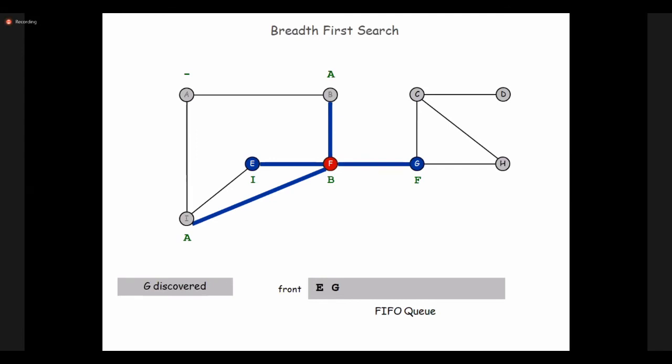I am placing G on the queue. Then I am deleting E from Q. What are the adjacent vertices for E? All are visited, so directly delete from Q. Next G. For G: C, F, and H. C and H are not visited, so I am visiting them.